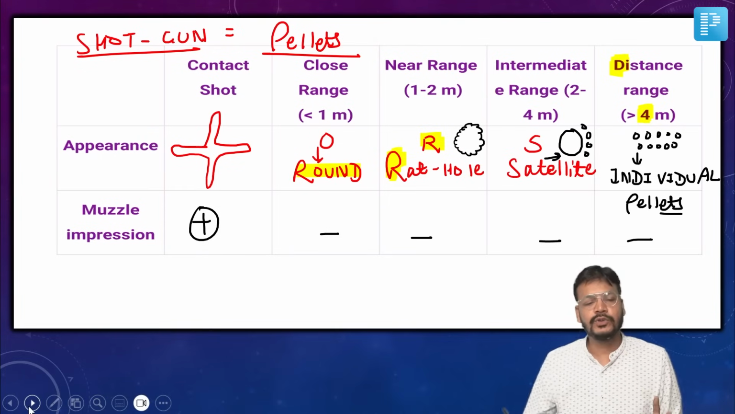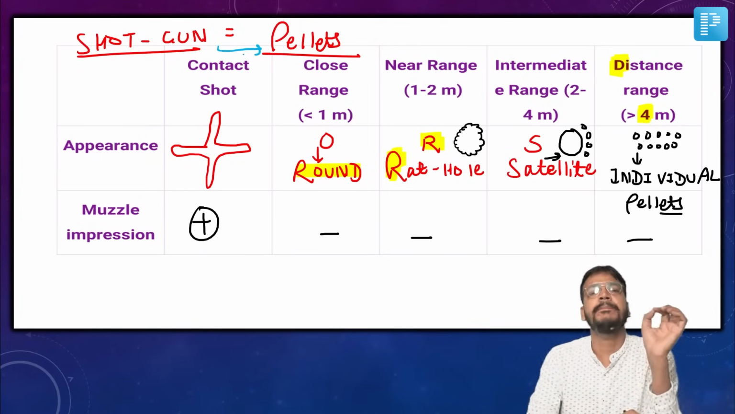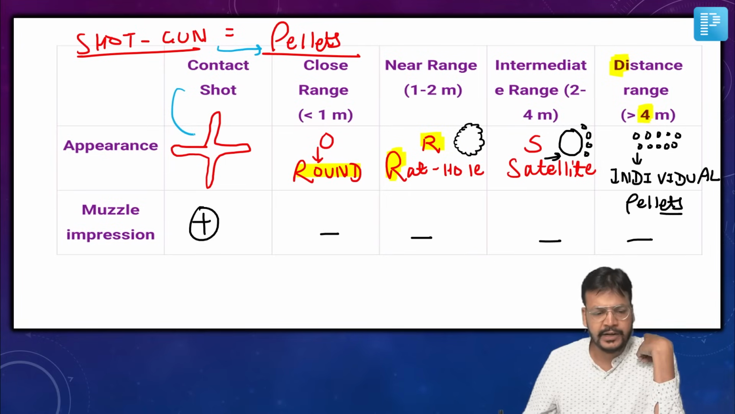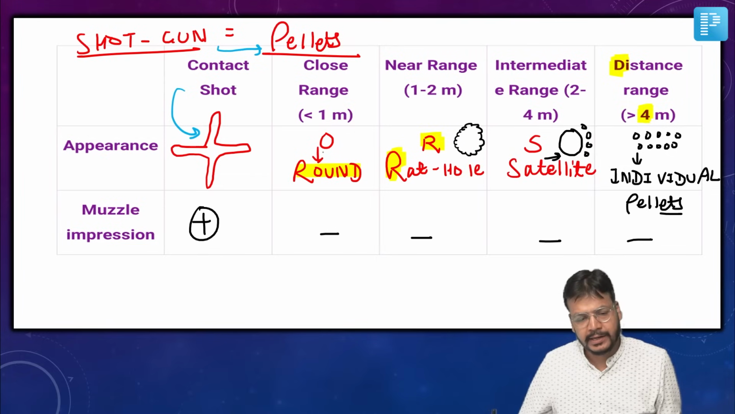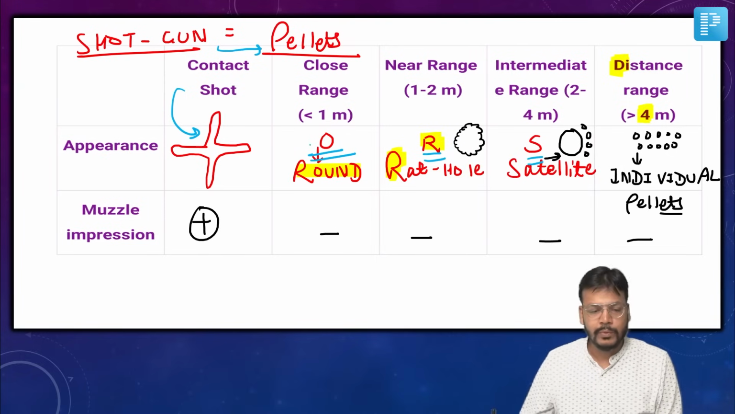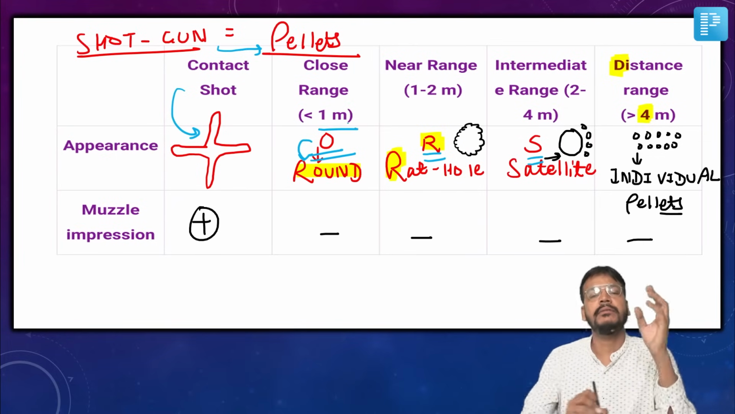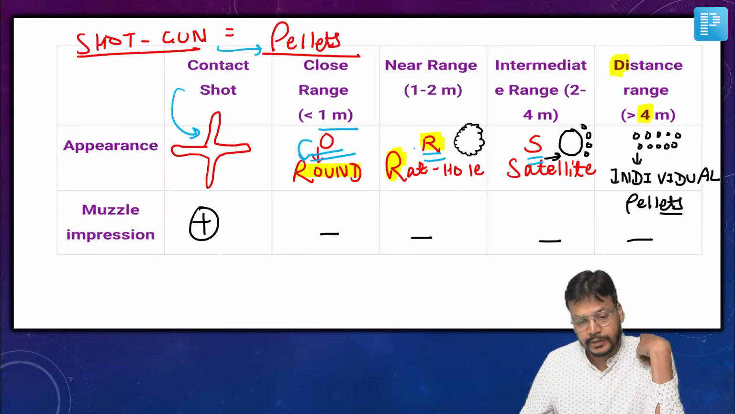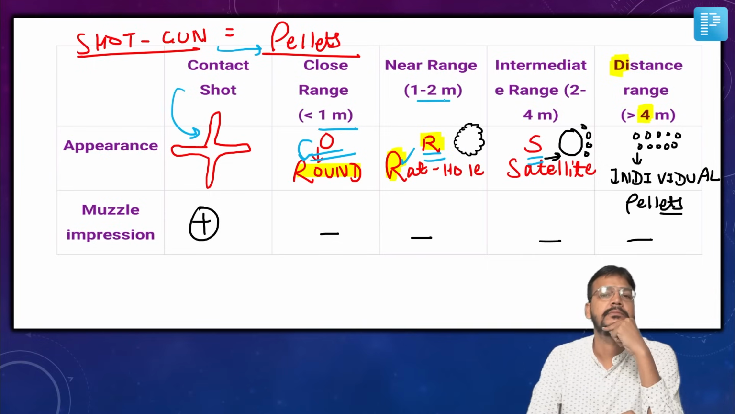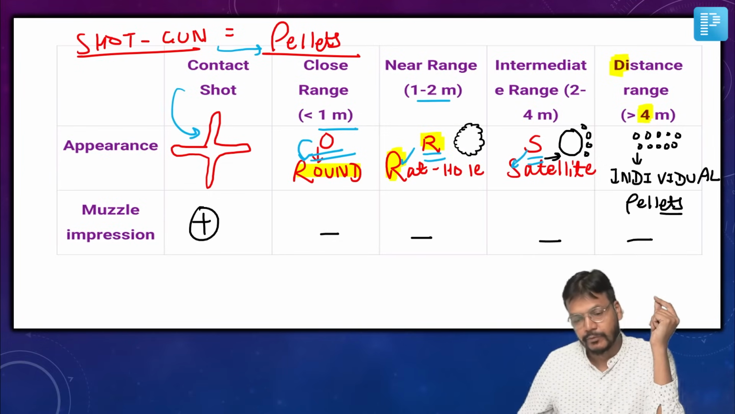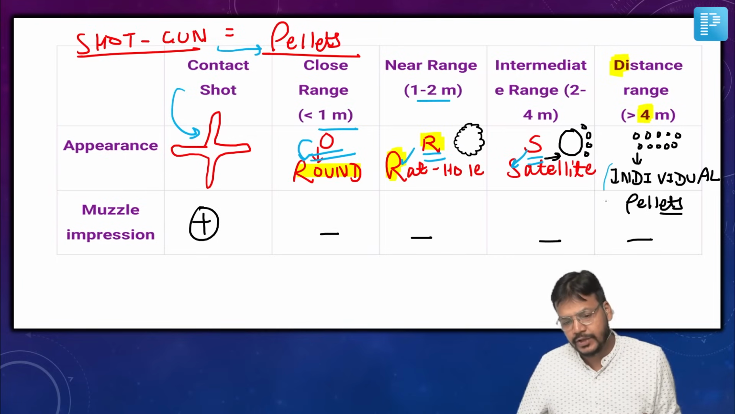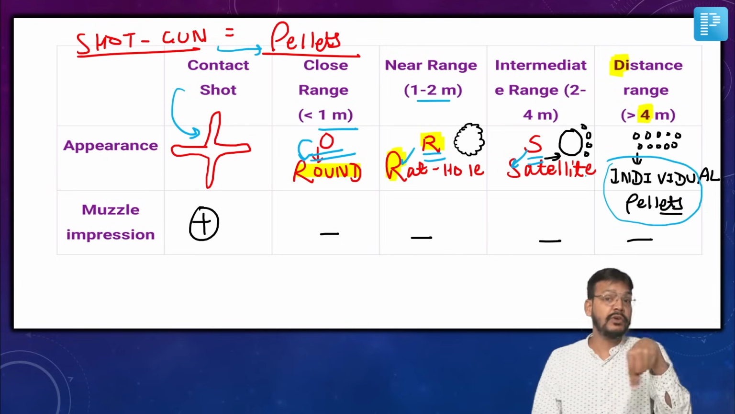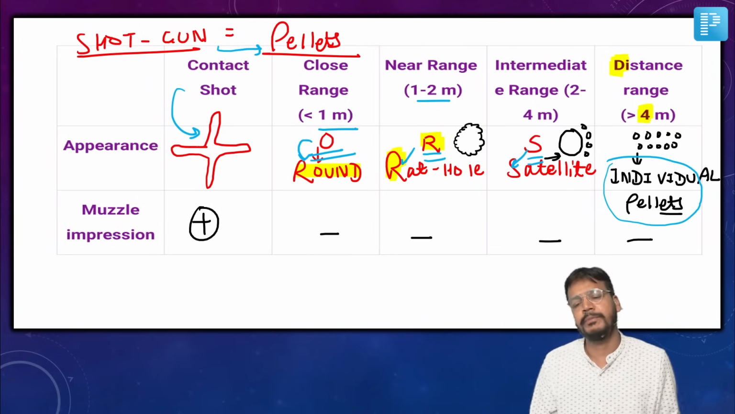Sir, how to remember the shotgun? Remember, shotgun fires pellets. In contact shot, the entry wound is a tilted shape. And after this, you will remember a trick: ORS. O, oval or round shape when it is less than 1 meter, close range. R, rattle shape, 1 to 2 meter. S, satellite, one large wound surrounded by individual pellet wounds, 2 to 4 meter. And individual pellet entry wounds when it is more than 4 meter.